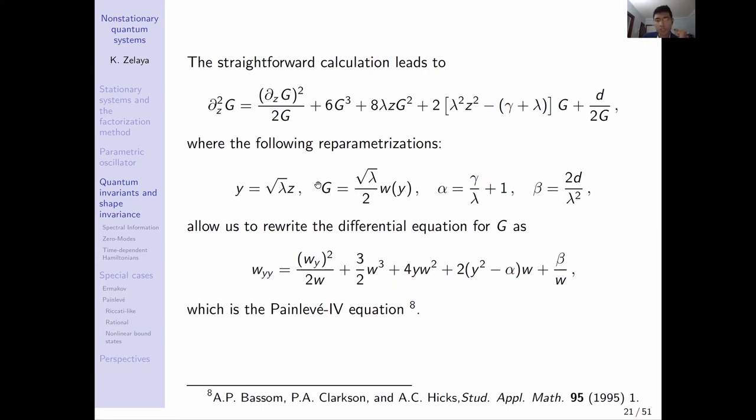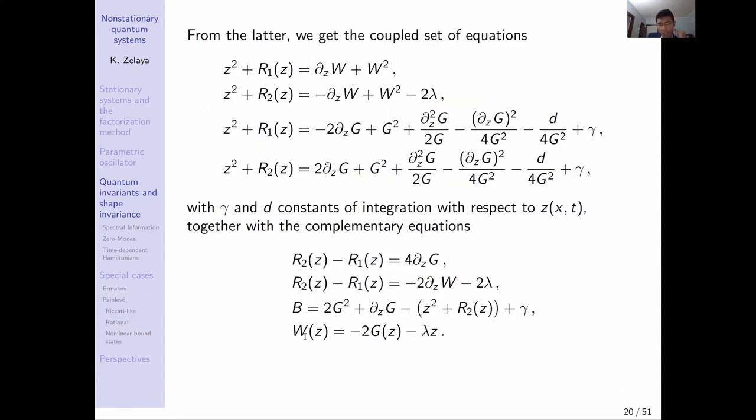By doing so, we generate a solution G, capital G. With capital G, we generate a capital W, and with capital W, we generate R1 from this equation, and R2 as well. So, in summary, we only need to find the solution to the Ermakov equation.